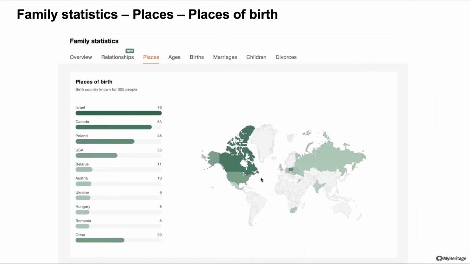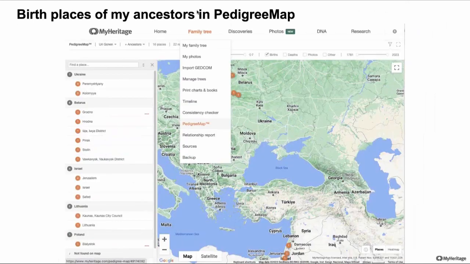At this point, these are not clickable. You cannot actually click and go and see all these people. But we do have another tool that has been in the product for a while called Pedigree Map, which is really where you would want to do that. So just to do a quick reminder, if you go to the family tree section, Pedigree Map, you will be able to see a lot more information regarding places.